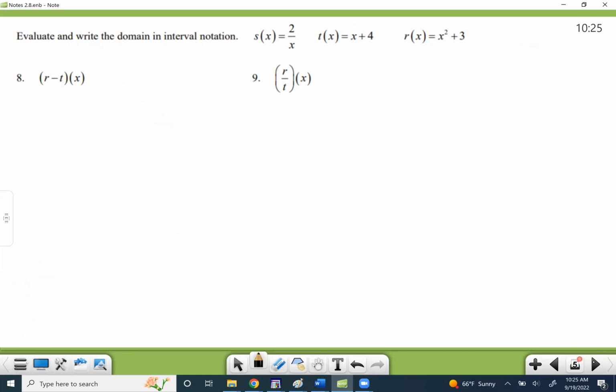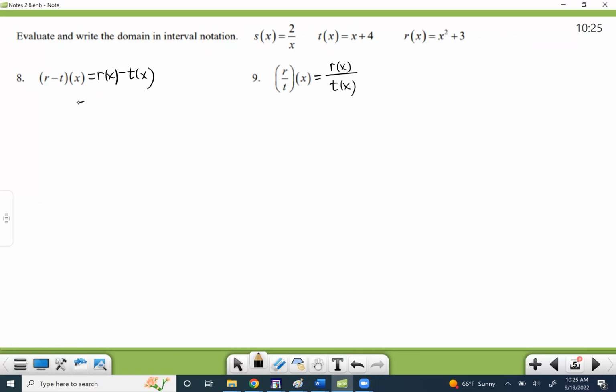So now the only difference is, we have 3 functions again, is they're just not giving us numbers this time. They're leaving them as x's instead of like putting -8 there or something like that. So let's start by writing down the longhand notation. So this is r of x minus t of x. And this one over here would be r of x divided by t of x.